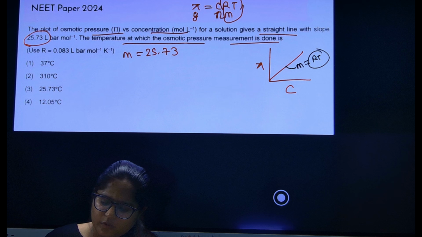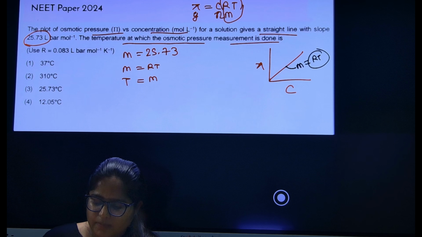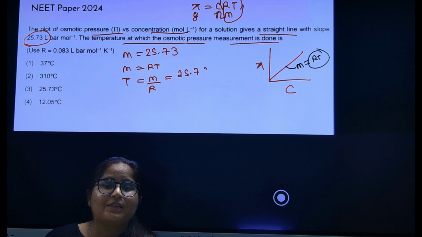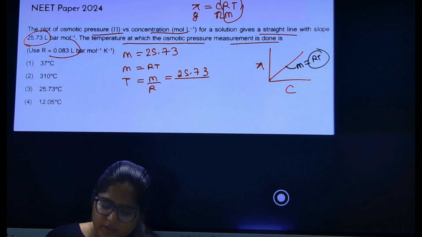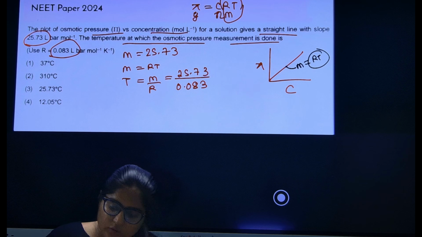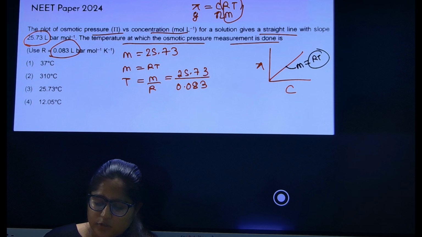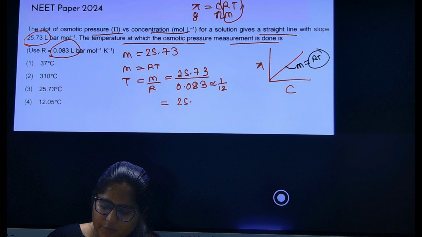So slope, what is slope? M equal to RT. So from here I will say temperature will be equal to M by R. What is the value of M given in the question? 25.73. Very simple. Divided by R given in the question, how much? 0.083. But I have told you one trick. You can just write down 0.083 as 1 by 12. So when you will solve 25.73 into 12, it will come around 310.